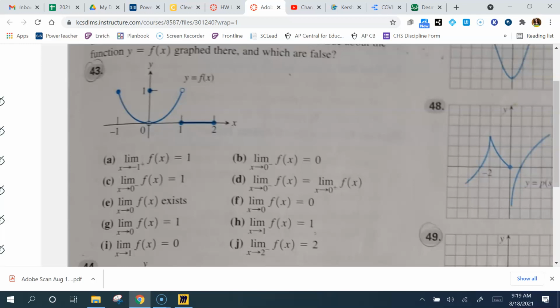Yeah, that makes more sense. Okay, 0 from the left. Did we just do that one? That one's going to be false. If this is true, this one's got to be false, right? Yeah. 0 from the left, we said, is 0. Even though that point is filled in right there and the function's defined, the function value at 0 is 1, but the limit coming to 0 is not.